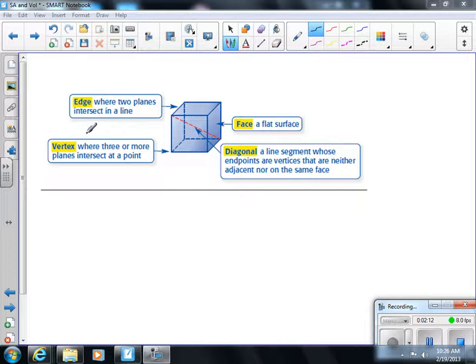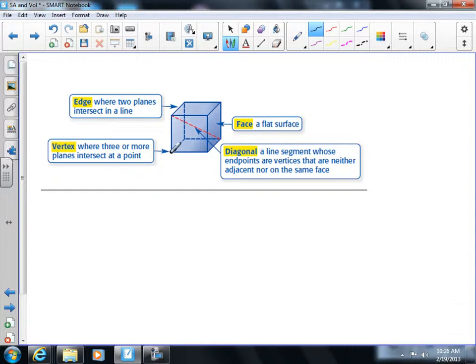All right, let's familiarize ourselves with some more terms. An edge of a figure is where two planes intersect on a line. This would be considered an edge. This is an edge. Anywhere where two planes intersect along a line. A vertex is where three or more planes intersect at a point. And we often use that term when we're talking about two-dimensional figures as well, such as angles, the vertex of an angle, and this is very similar. A face is a flat two-dimensional surface on a three-dimensional shape.